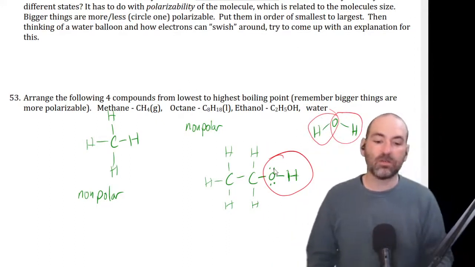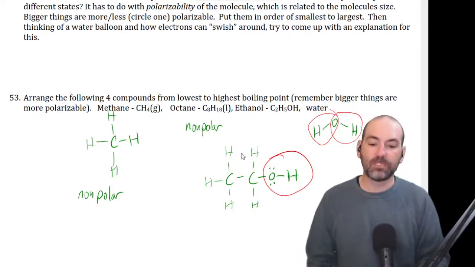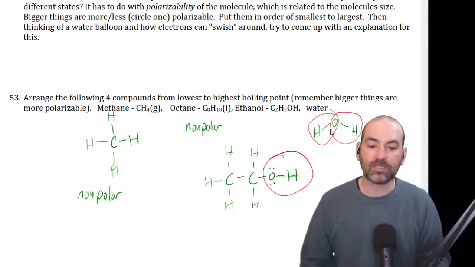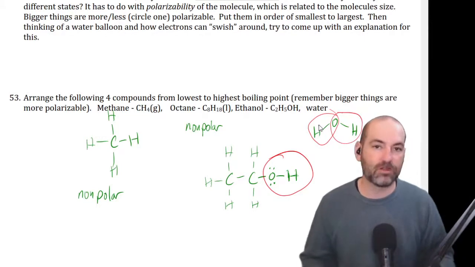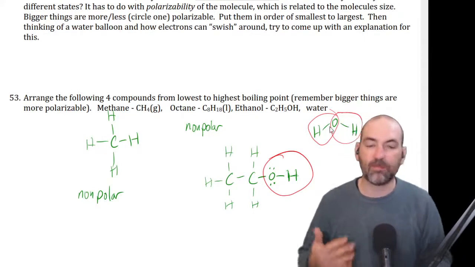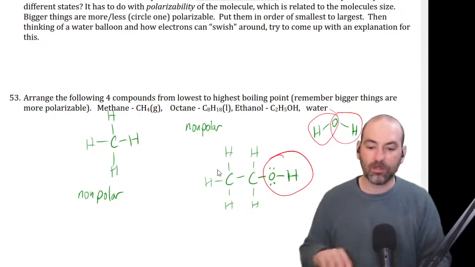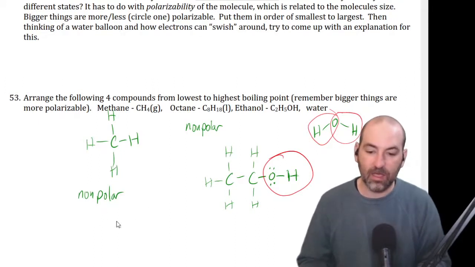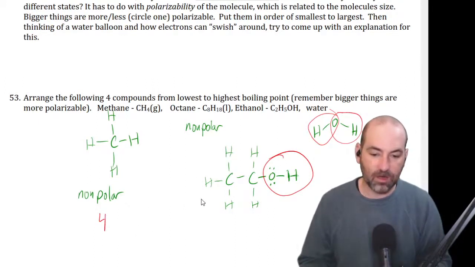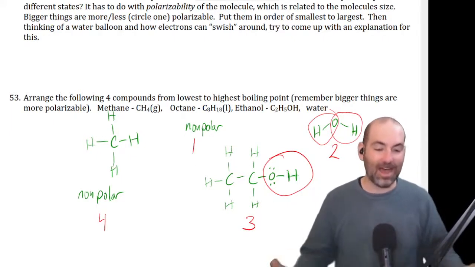And then between these two, same thing. Ethanol is bigger, but water has more possibilities for hydrogen bonding. So water actually ends up having a higher boiling point. So the real ranking from lowest to highest is methane is the lowest, then ethanol, and then water, and then octane. And that's not obvious.